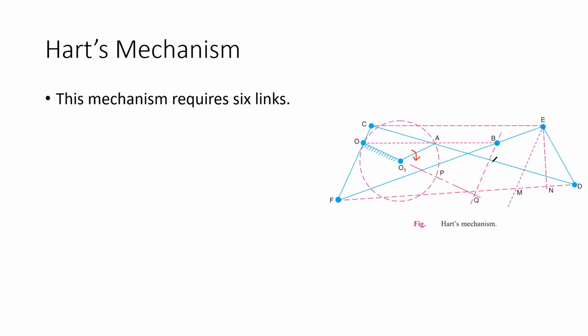But we have to prove that point B is moving in a straight path. So for that, what do we need to prove? We need to prove that the product OA into OB is constant. Sorry, the product of distance OA and distance OB is constant. So we have to prove it. First let us see what are the relations of lengths of different links.